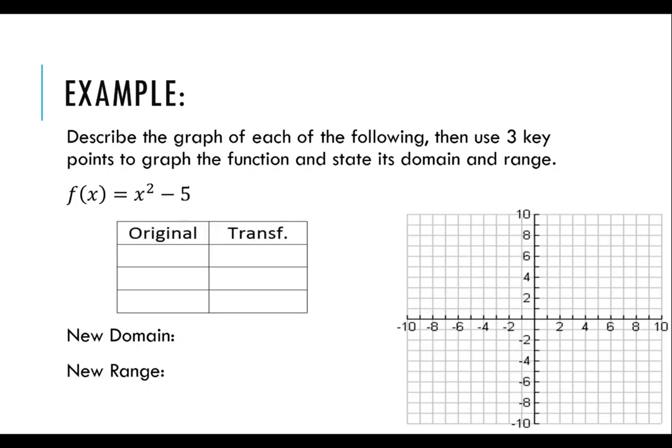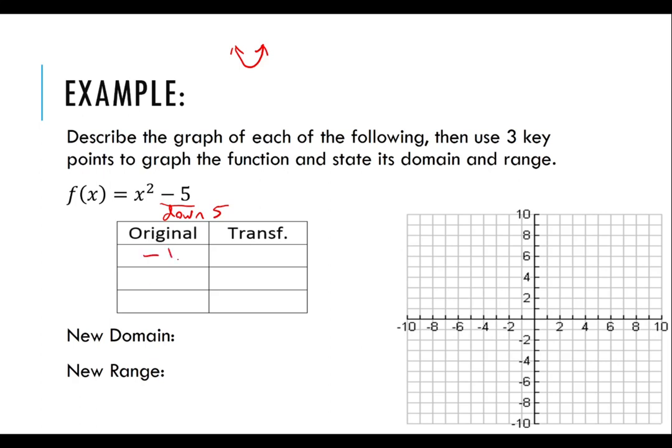We want to describe the graph of the following function, and then we're going to use 3 key points to graph the function and state its domain and range. So first off, from our library of functions, this is a squared function. So it is quadratic, it is a parabola. Then ask yourself, what do these things do? Well, this is on the outside of the function, so it's actually going to be a parabola that shifted down 5 units.